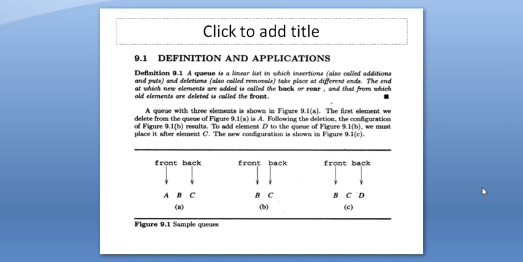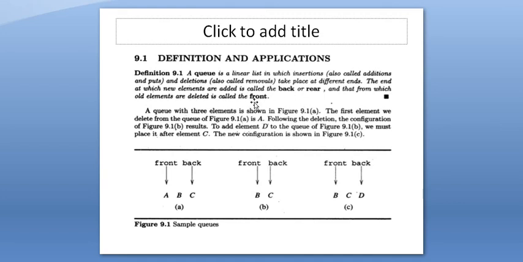A queue, like a stack, is a linear list. It is not a non-linear list. Non-linear list examples are tree and binary search tree. So a queue is a linear list. The difference between a queue and a stack is that in a stack, the insertion and deletion take place at one end, whereas in a queue the insertion, or push operation, is done at an end called the rear, and the deletion or removal is done at an end called the front.